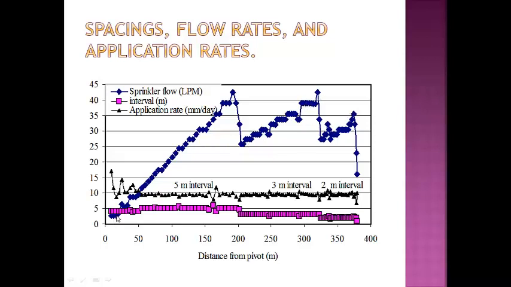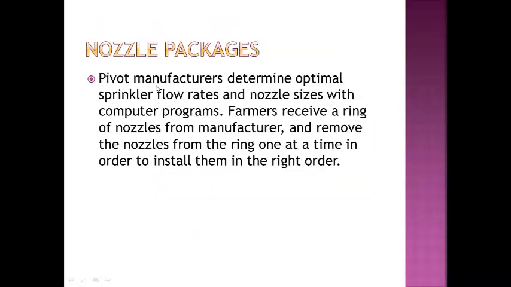And you can count the number of nozzle diameters just by counting the number of flow rates. So I think there's like 22 or 23. Then they start over at this diameter here and go up, and then they start over at this diameter here and go up. And so pivot manufacturers have computer programs to determine the optimal sprinkler flow rates and nozzle sizes versus distance from the pivot point. So the farmers receive a ring of nozzles from the manufacturer and remove the nozzles one at a time and put them on the sprinklers whenever they need to replace their nozzles.